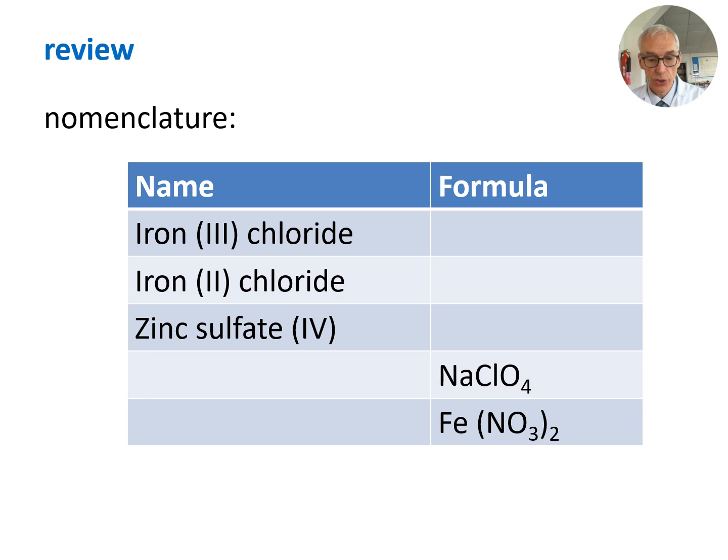So let's move on to naming compounds, including oxidation numbers. So we've got iron(III) chloride, iron(II) chloride, zinc sulfate(IV), and then we've got 2 formulae. Could you come up with the names? Pause, come up with the formulas and the 2 names, come back to check your answers, and I will talk through the ideas as well.